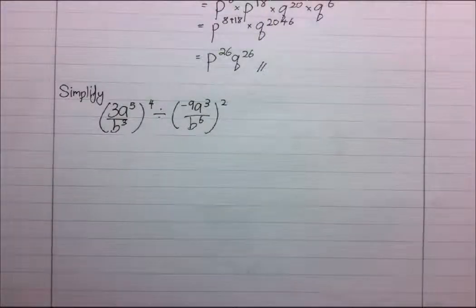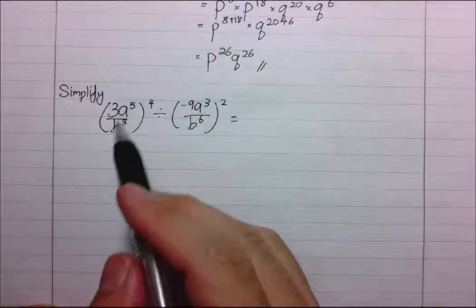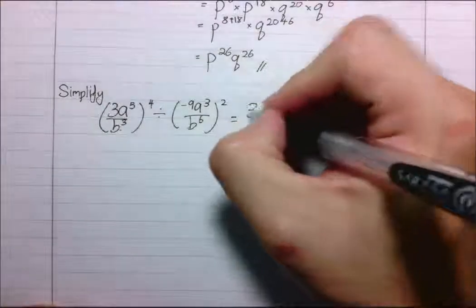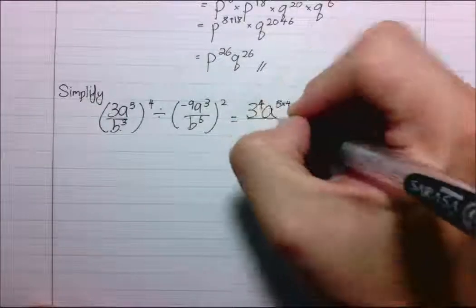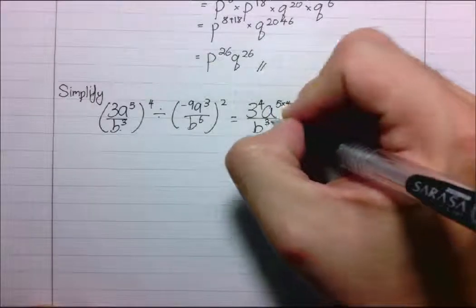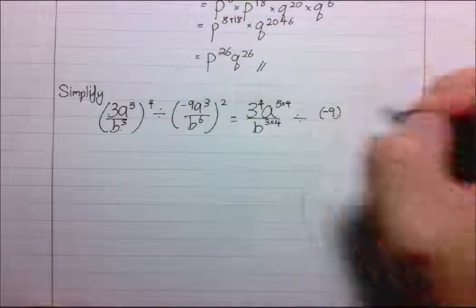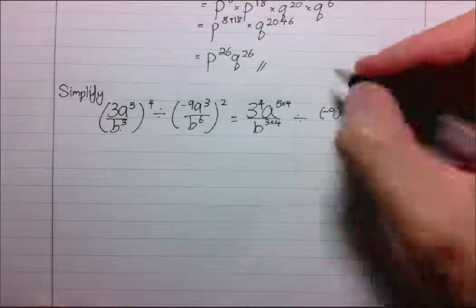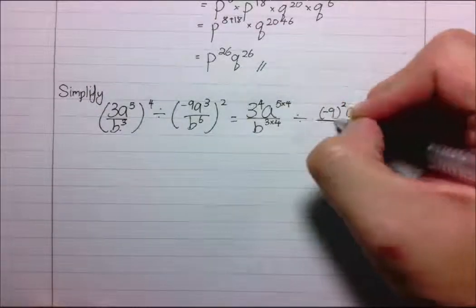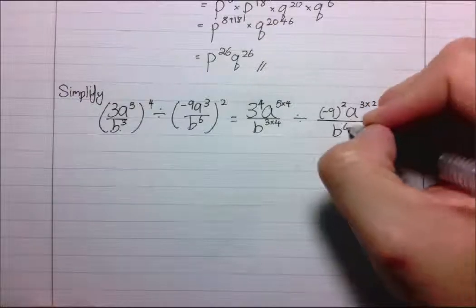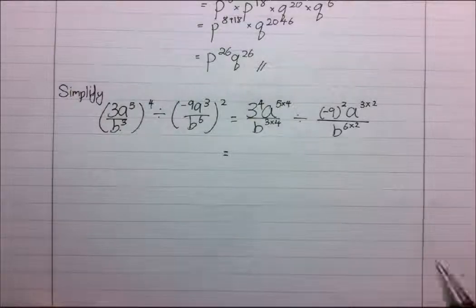Right, simply what we do, once again, we open the brackets. The power 4 applies to everyone. So I get 3 to the power of 4, a to the power of 5 times 4, b to the power of 3 times 4, divided by negative 9 squared, a to the power of 3 times 2, b to the power of 6 times 2. Be careful, put a bracket because there's a negative sign there. So what we get here is, we simplify everything first.